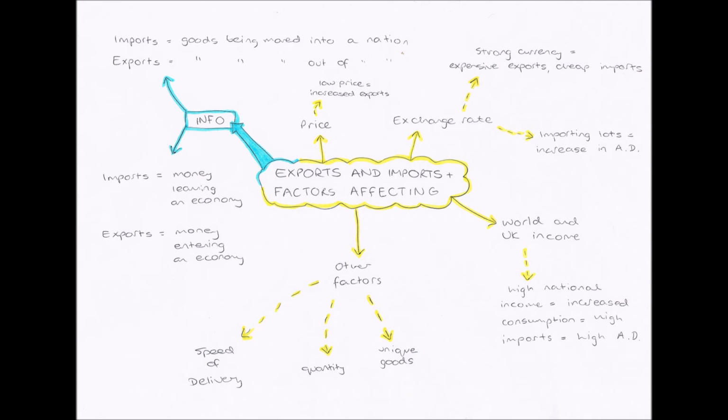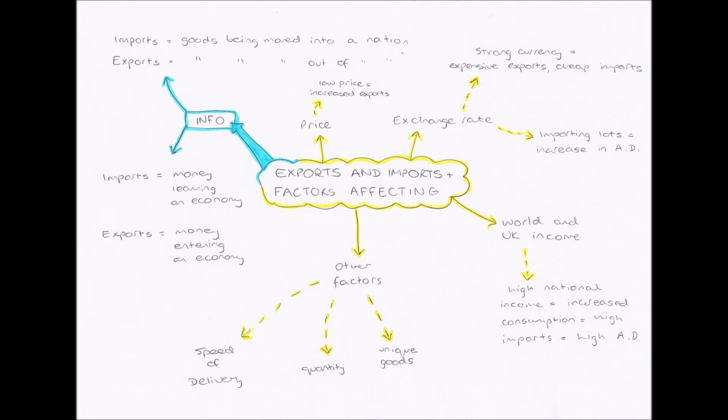The good will leave the country, so for example tables, as I said before. So for example Britain is exporting tables and these are going to France. France then will pay Britain, or British companies, for those tables. So an import is a good moving into a country but money leaving. And an export is a good leaving a country but money entering it.